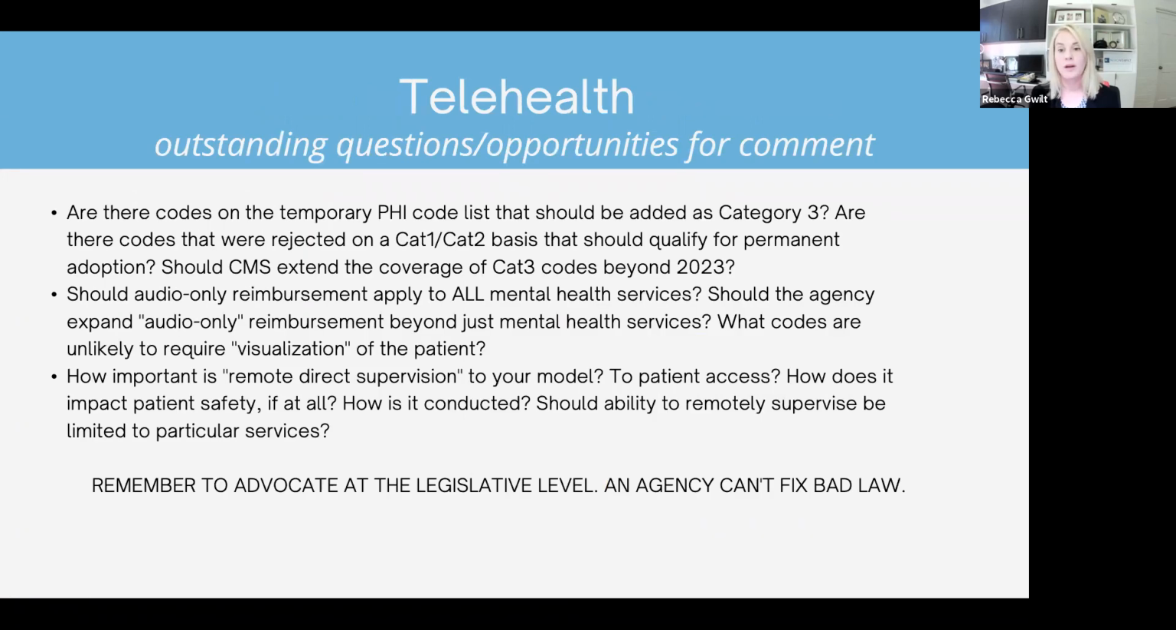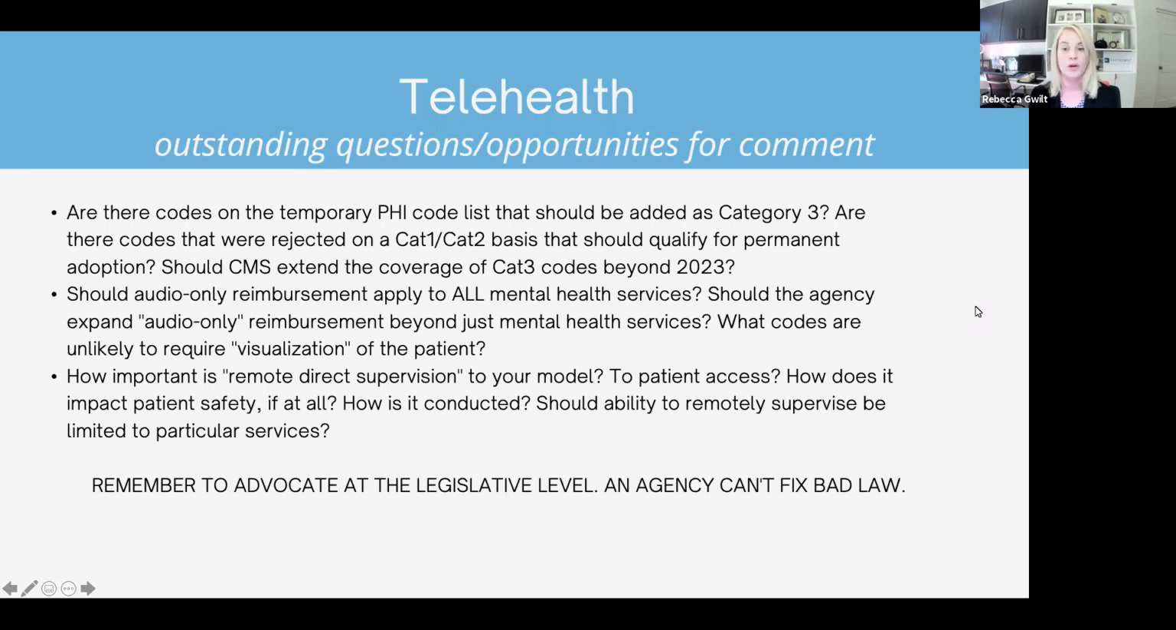So there's just a couple of comments that I think folks should be looking at. One, of course, are there codes on the temporary telehealth code list that are not added to the Category 3 list that should be added to the Category 3 list? Are there codes that were rejected on a Cat 1, Cat 2 basis that should be reconsidered?